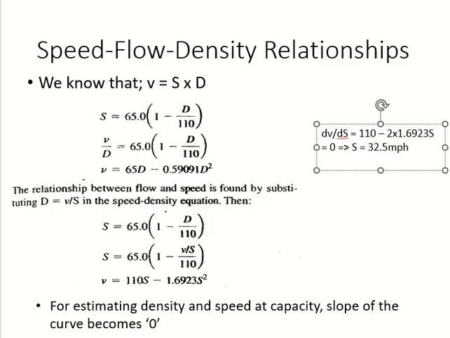I can repeat the same process here. Second degree equation, I'm still looking for the maximum point. Maximum point will have a slope of 0. For the slope, I will take the first derivative and put equal to 0. This will give me the value of D, right?